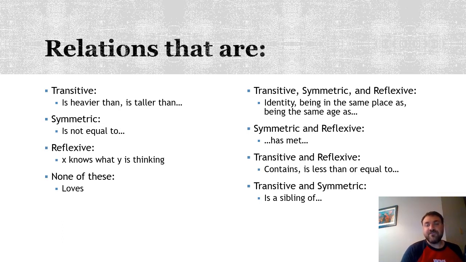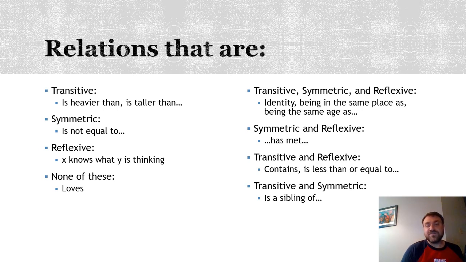But of course, you can have various relations that are many of these things. You can have relations that are transitive, symmetric, and reflexive. In fact, identity is one famous property we're going to talk a lot more about, that as a logical property anyway, is transitive, is symmetric, and is reflexive. Also being in the same place as, being the same age as. In some sense, subsets of identity have all these properties.